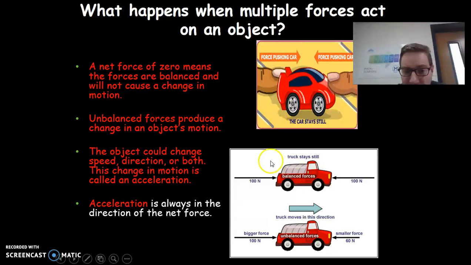Down here is the same example. Truck, 100 newtons. Now I put a little vector here. This little arrow is a vector. It's 100 newtons on this side, and you have 100 newtons over here, so it's a balanced force. The truck's going to stay still.